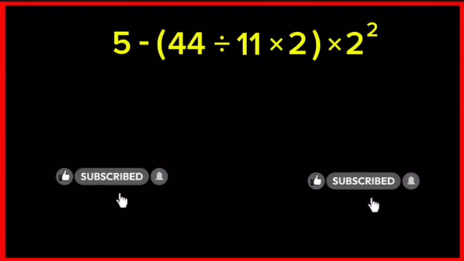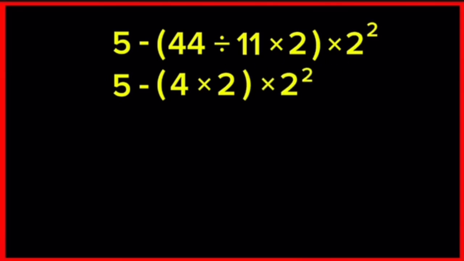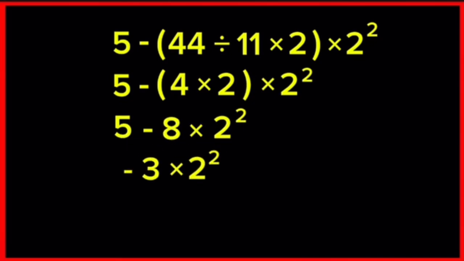So, instead of the original expression, they rewrite it as 5 minus (4 multiplied by 2) multiplied by 2 squared. In the following step, they perform a multiplication between 4 and 2 and simplify the expression to 5 minus 8 multiplied by 2 squared. After that, they incorrectly move to the subtraction between 5 and 8 before handling the exponent. So, instead of following the correct order of operations, they write negative 3 multiplied by 2 squared.